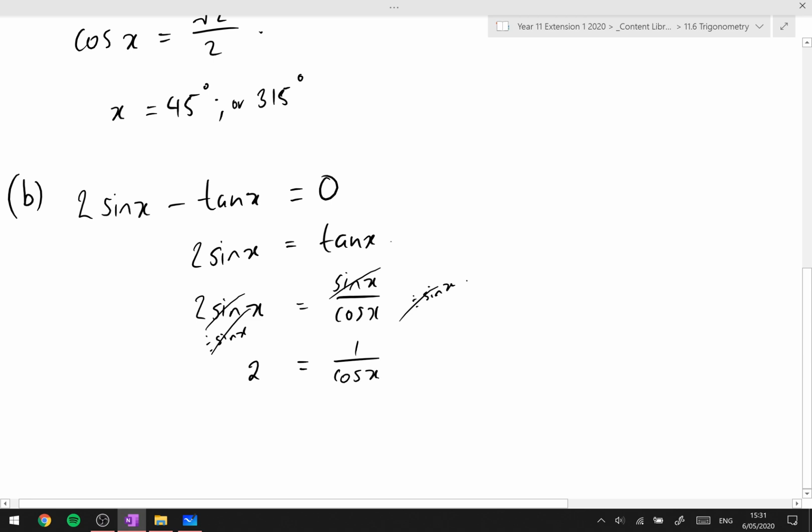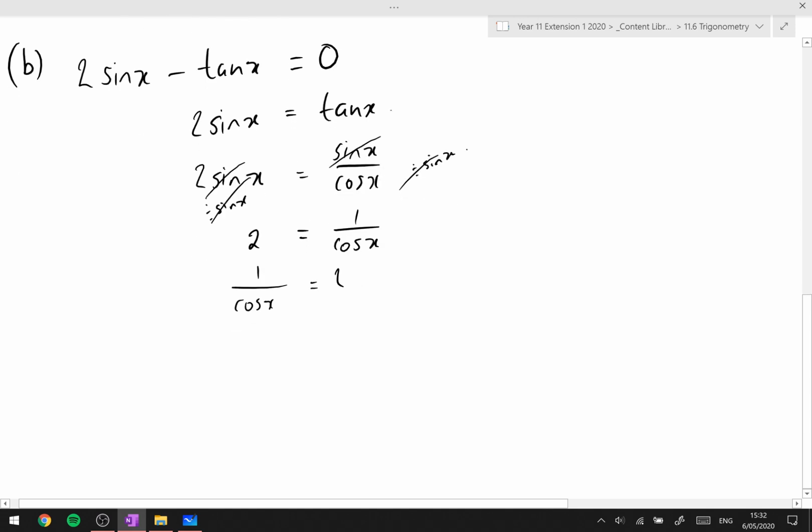Actually, let's leave it at that for now, because we don't want to change it to sec, because we can't put sec into a calculator. But what we can put into a calculator is cos. So if 1 over cos of x is equal to 2, how can I get the cos of x by itself? I'm hoping that you say to yourself, well, let's do the reciprocal, or we could multiply by cos of x and divide by 2. Doing the reciprocal is the quicker way. Removes the 1, and makes this equal to a half.